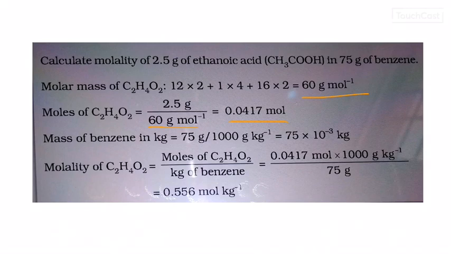You got it as 0.0417 mole. Mass of benzene in kilogram. Here it is given in gram, so you have to convert it into kilogram. Divided by 1000, you get it as 75 into 10 raised to minus 3 kilogram. So molality of ethanoic acid is 0.0417 divided by 75 into 1000. 1000 taken onto the numerator. You got it as 0.556 moles per kilogram. That is the molality of ethanoic acid.